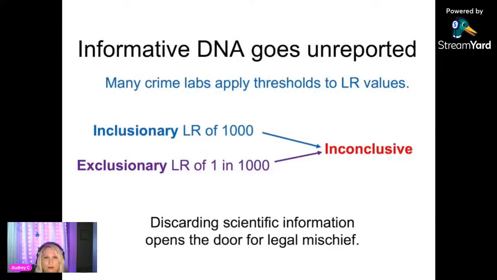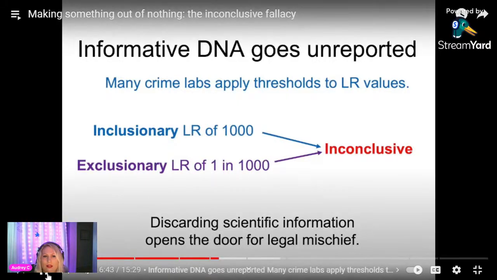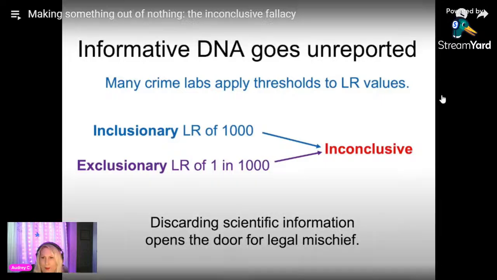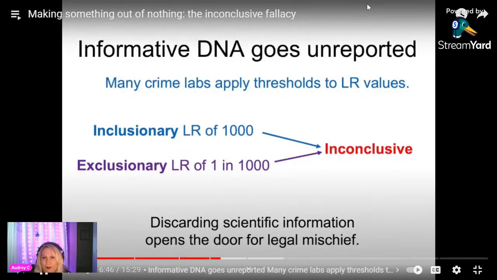In forensic science, informative DNA evidence often goes unreported. Many crime labs do all the work of their DNA analysis, and then they do the statistical analysis and make comparisons, and they obtain a likelihood ratio value. Take note here, it says exclusionary LR of 1 in 1,000. Just keep that front of mind. Important information for the trier of fact.